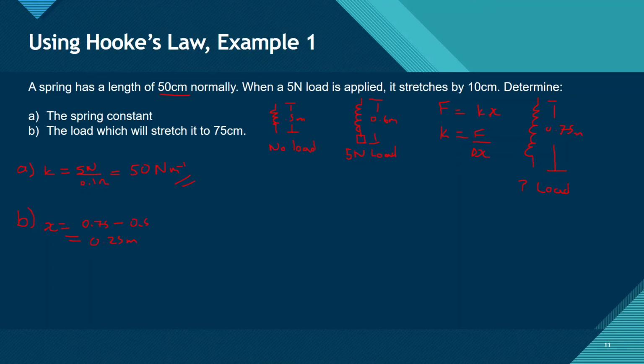Now, in order to find the force or the load, it's simply substitution, where force is equal to Kx, where K, we found from the previous question, part A, to be 50, and we multiply that by X, which we just found to be 0.25 meters. Therefore, our force is 12.5 newtons. That is B. So it takes 12.5 newtons to stretch it to 75 centimeters.